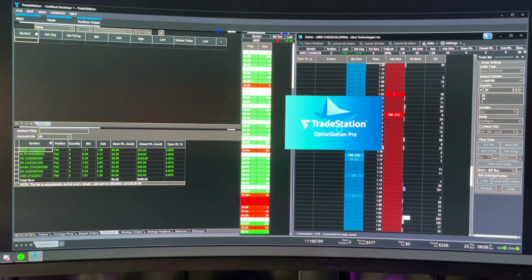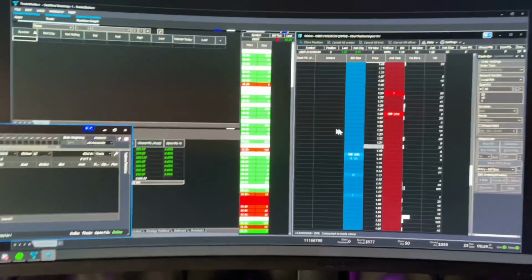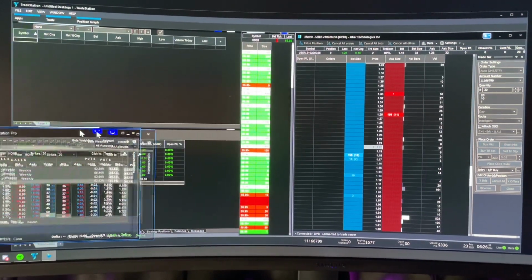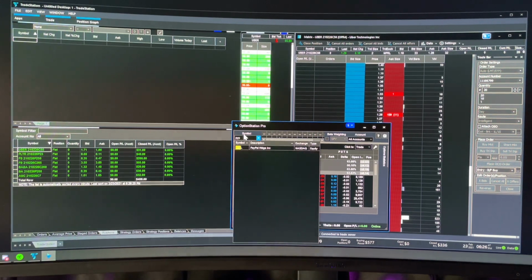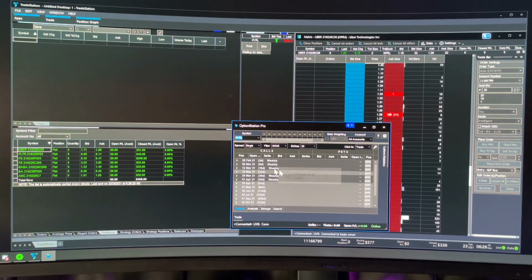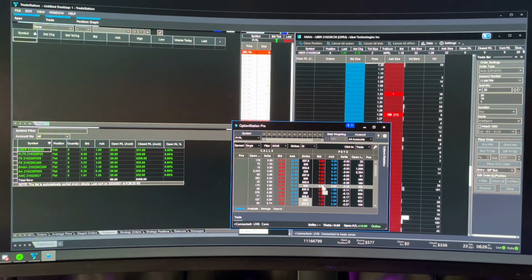This is where I pick my option contracts. Right here is where I type in the ticker that I'm looking for, and I go ahead and select the contract that I want. So let's say, for example, I want to take a position on PayPal. I type in the ticker here, and I'll pick the contract that I want the most. If I'm looking for PayPal to the upside, my calls are on the left and my puts are on the right.